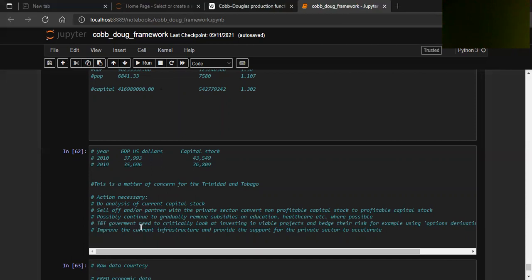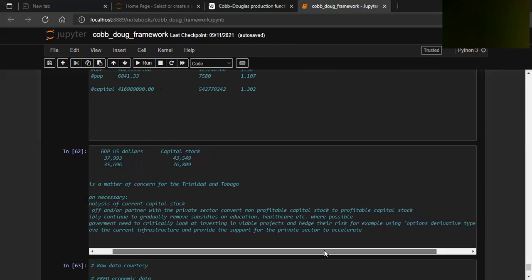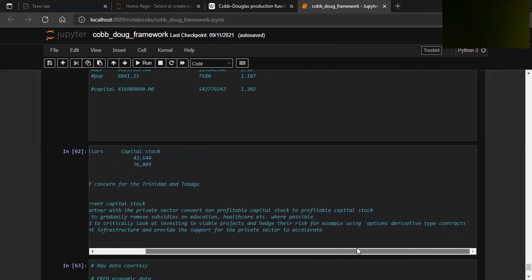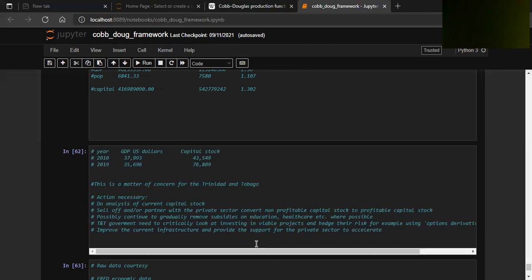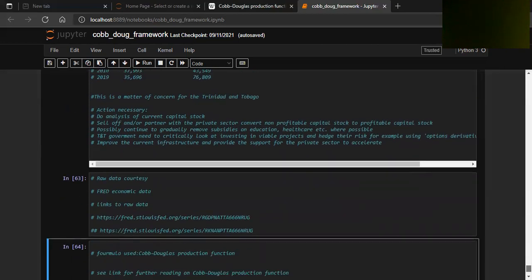Also, the T&T government may need to critically look at investing in viable projects and hedge their risk, for example, using option derivative type contracts. Also, improve the current infrastructure and provide the support for the private sector to accelerate. So basically, what we need to do, Trinidad, we need to get our act together. Things are looking good. However, the road... thank you to FRED Economic Data.